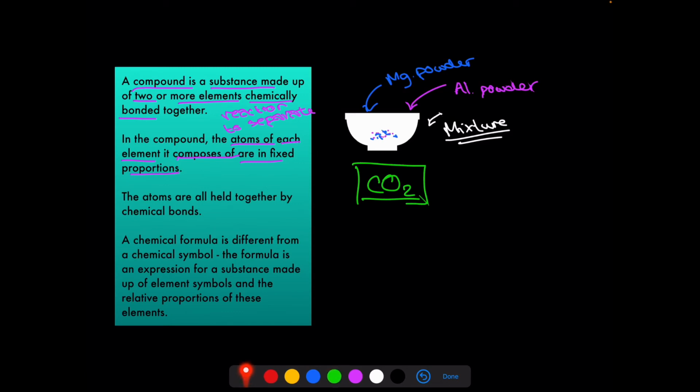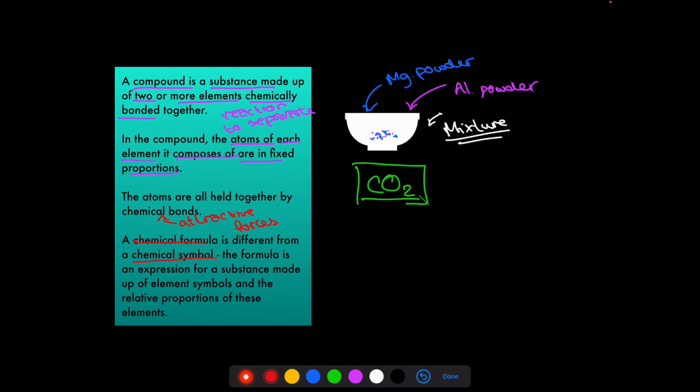Let's read through the points before we come back to carbon dioxide. So the atoms of all the elements are all held together by chemical bonds, as it says, they're chemically bonded together. Again, what these chemical bonds are is just attractive forces. Think of them as attractive forces between the atoms.